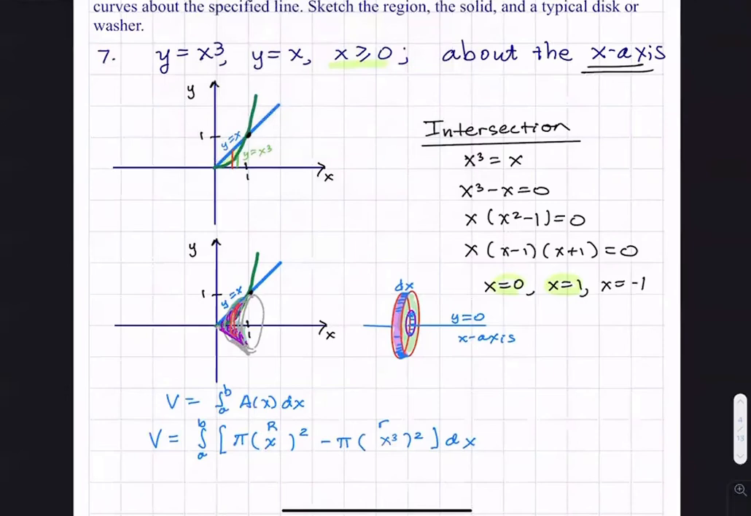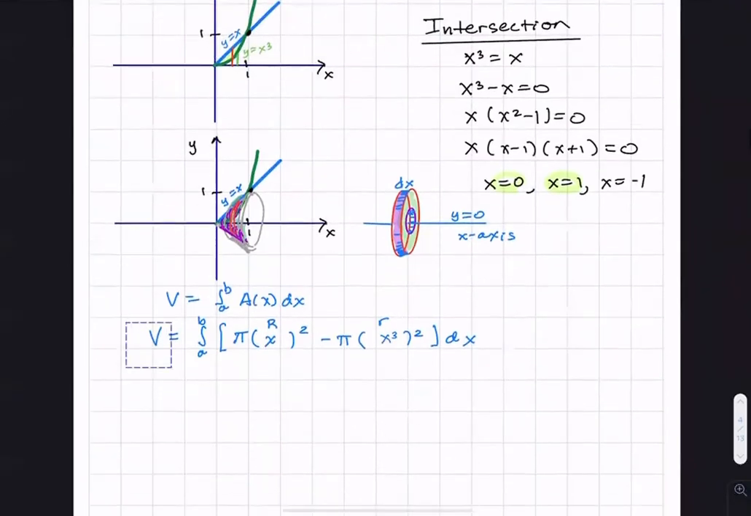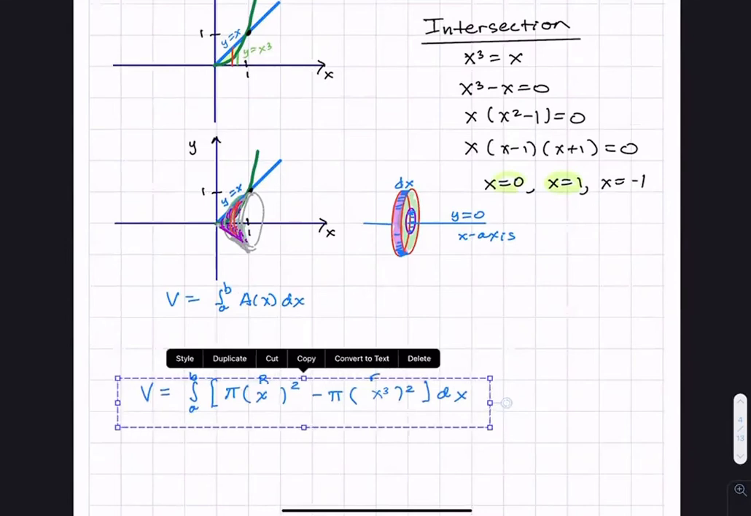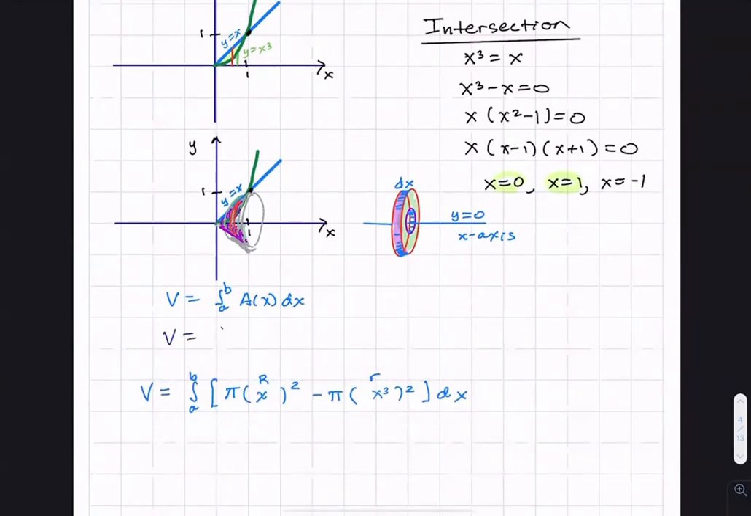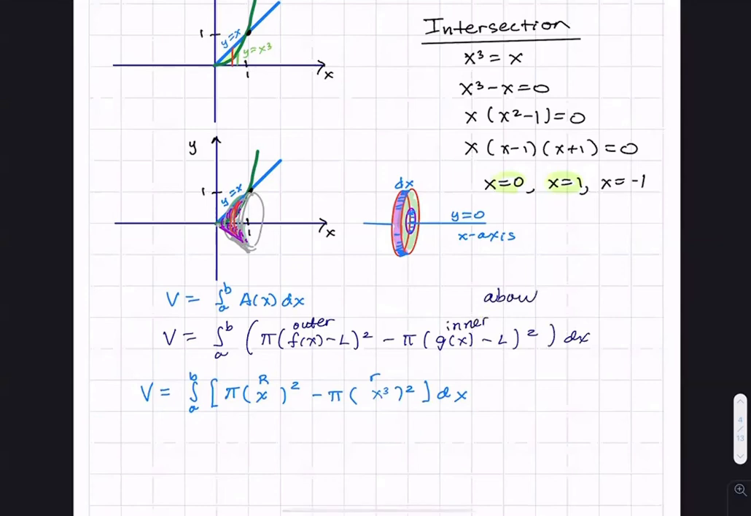So let me write down the formula, because I sort of just jumped ahead. The grandmother of all formulas is pi times f of x minus L, squared, where this is the outer function, minus pi times g of x minus L, squared, and this is the inner function, and where this is about the line y equals L. But in this case, L is equal to 0 because it's the x-axis.